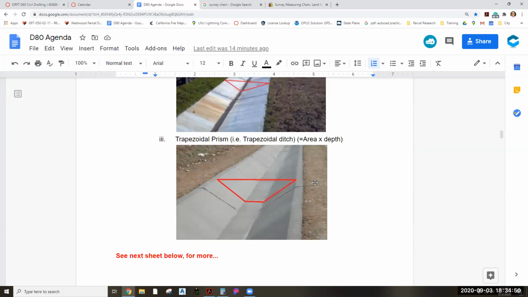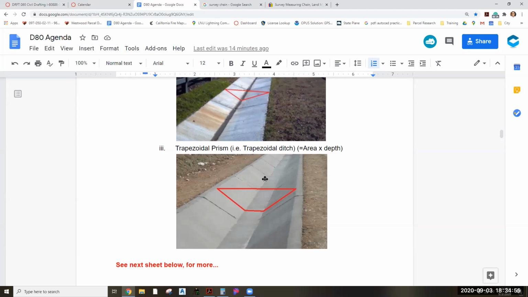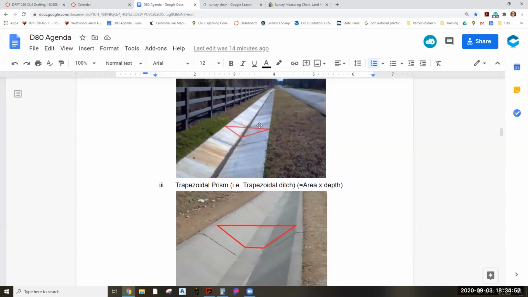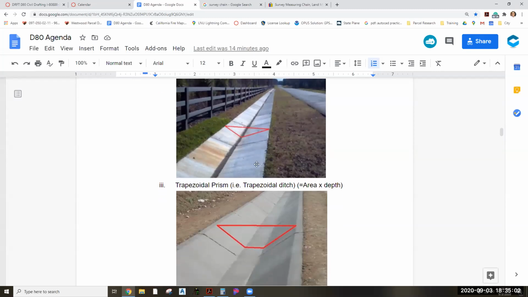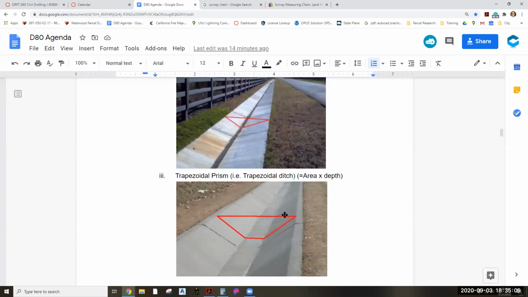And then we have the trapezoidal prism. Think of the previous example, which was a triangular prism shape. If you take this trapezoid and you draw another one down the line, then it would look like a trapezoidal prism. And that again will allow us to figure out how much volume of water this trapezoidal ditch would hold before it overflows.